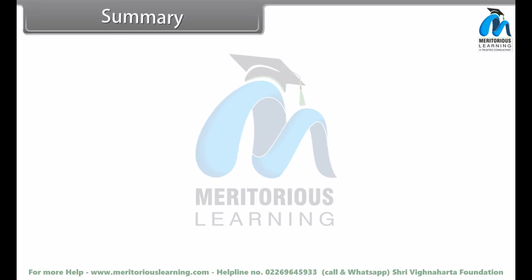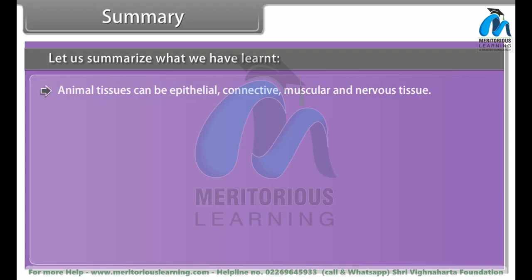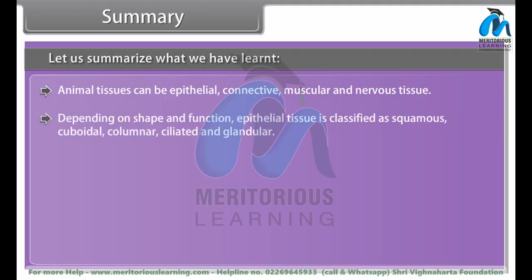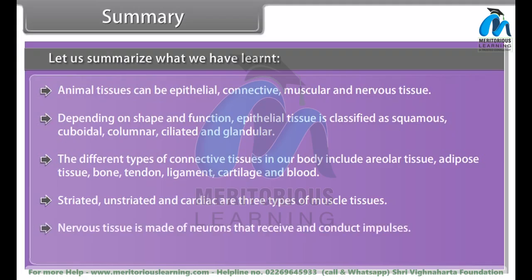Summary. Let us summarize what we have learned. Animal tissues can be epithelial, connective, muscular, and nervous tissue. Depending on shape and function, epithelial tissue is classified as squamous, cuboidal, columnar, ciliated, and glandular. The different types of connective tissues in our body include areolar tissue, adipose tissue, bone, tendon, ligament, cartilage, and blood. Striated, unstriated, and cardiac are 3 types of muscle tissues. Nervous tissue is made of neurons that receive and conduct impulses.